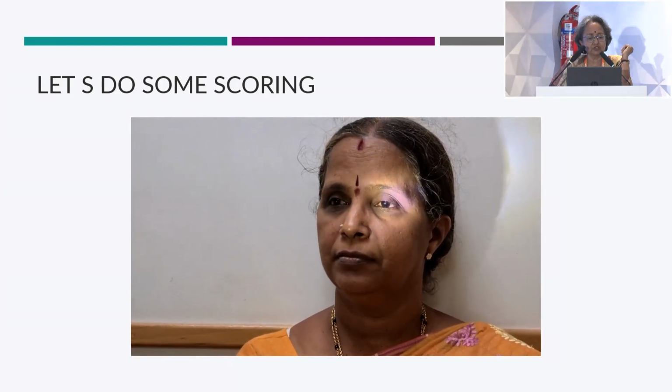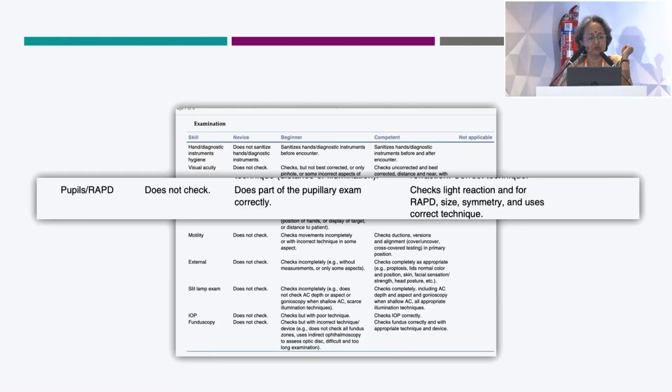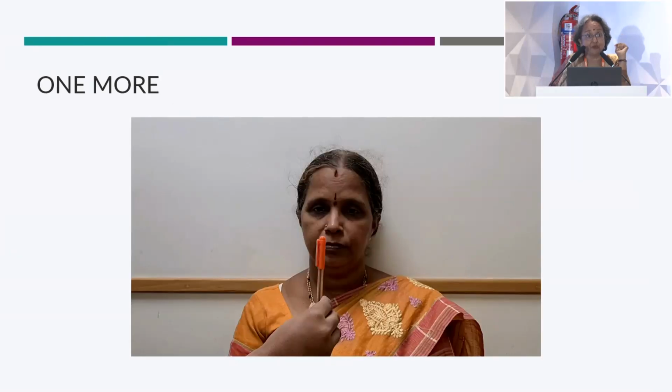If you are a trainer, how would you score this? Does not check, does part of the pupillary exam correctly, or checks light reaction and RAPD, size, symmetry, and uses correct technique? What do you think? You think this person is a novice, beginner, or competent? Beginner. So something like this you would use to train your faculty. Examples like this. And here's one more, it looks at ocular motility.